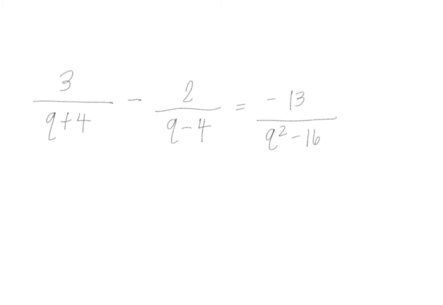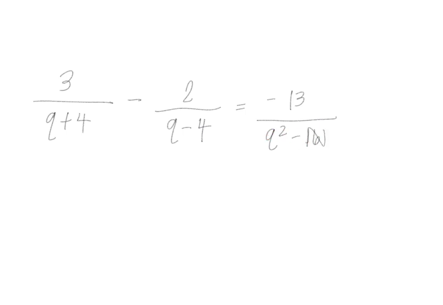The fractions will cancel out, and we'll just have this nice flat little thing, okay? So in order to build that LCD, you want to make sure these denominators are completely factored. Q plus 4, factored. Q minus 4, factored. Can't do anything to it. Q squared minus 16, it's not factored. It's a difference of squares.